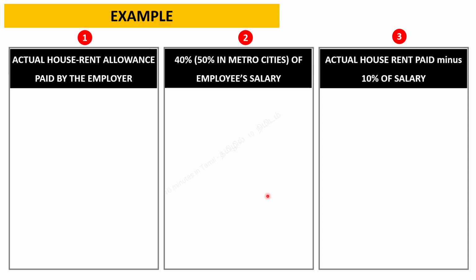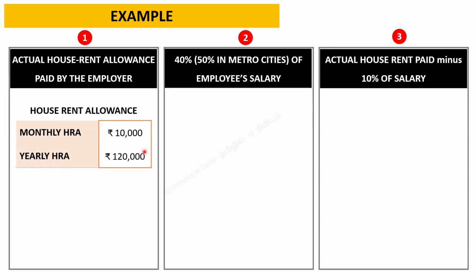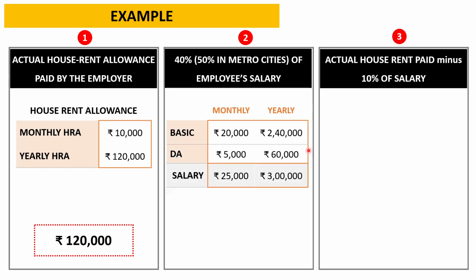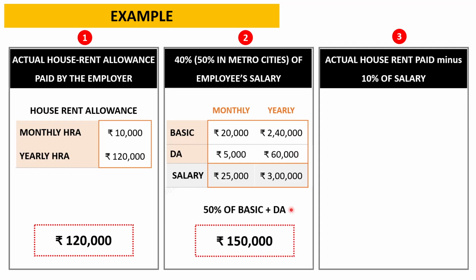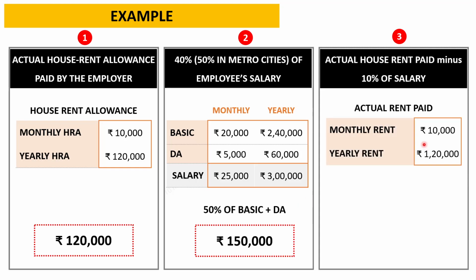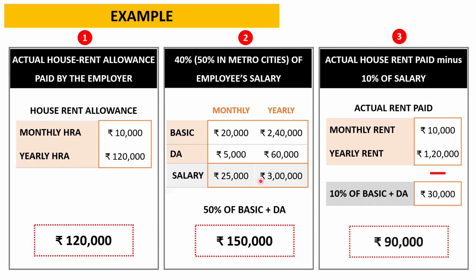Now, let us compute the HRA exemption for Ganesh. As we had described earlier, we need to compute these three things: the actual house rent allowance paid by the employer, which is 1.2 lakhs or 1,20,000. Next, since Ganesh stays in a metro city, we need to compute 50% of his basic plus DA. His basic plus DA, which is 2,40,000 plus 60,000, is 3 lakh. So 50% of it is 1,50,000. The third thing is actual rent paid minus 10% of basic plus DA. Ganesh pays 10,000 per month, which is 1,20,000 per year, minus 10% of basic plus DA, which is 1,20,000 minus 30,000, which is 90,000.